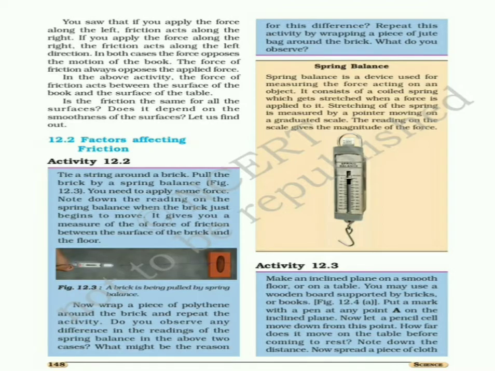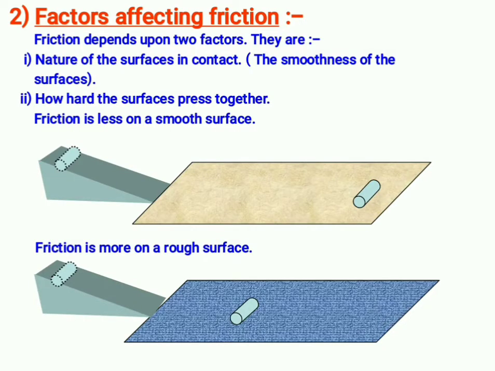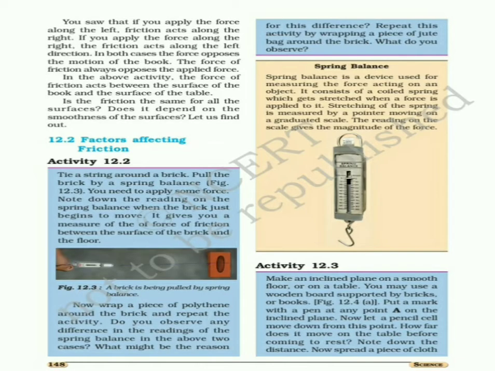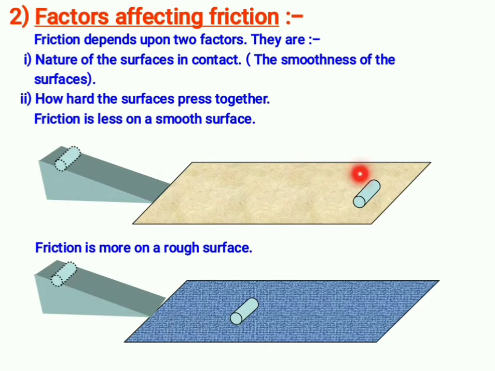And the next activity is this activity. So the first factor is the nature of the surface, that is what we have learned. To understand the nature of the surface, this brick experiment is there, and also this experiment is there. See here, friction is less on a smooth surface.